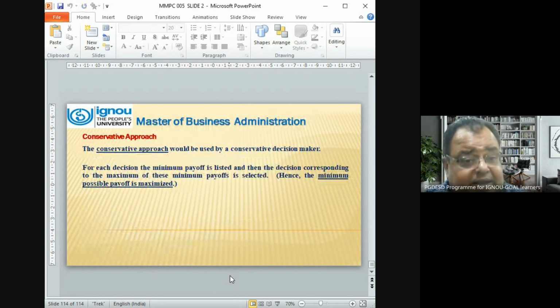And the conservative approach would be used by the conservative decision maker. For each decision, the minimum payoff is listed and then the decision corresponding to the maximum of the minimum payoff is selected. Hence, the minimum possible payoff is maximized.